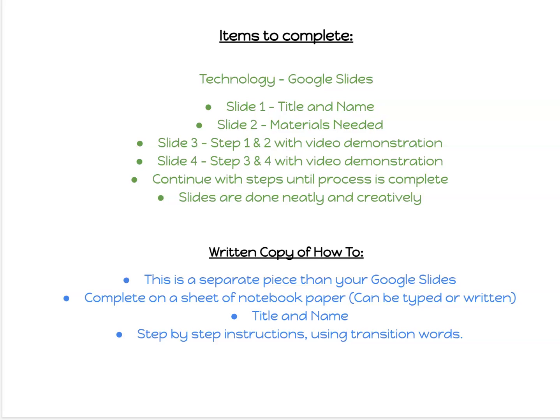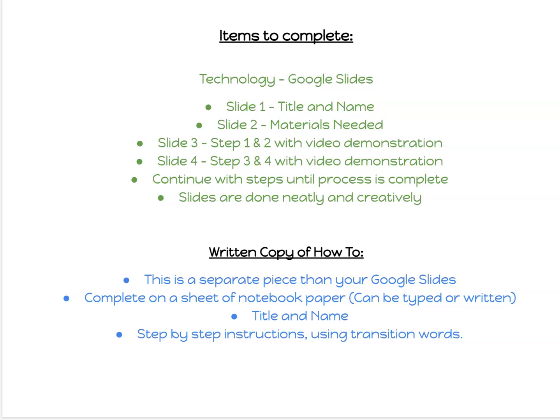So if, for example, I decide to show you how to make a peanut butter and jelly sandwich, and I would do it better this time, I would write out my first 2 steps. Gather your materials, step 1. Step 2, take out 2 pieces of bread from the package. Then I would record a video of myself doing those 2 steps and include that in my Google slide. And I will continue on with a slide for the following 2 steps until my process is complete. Your slide should be done neatly and creatively.